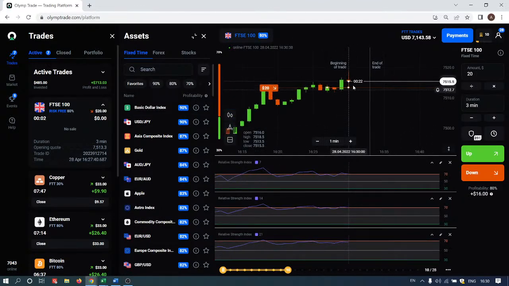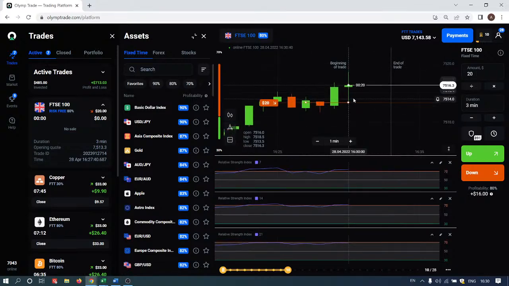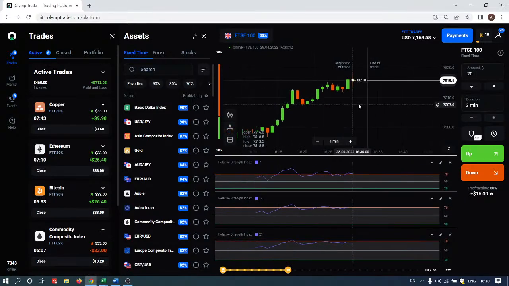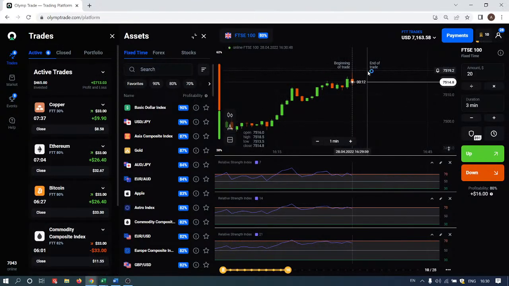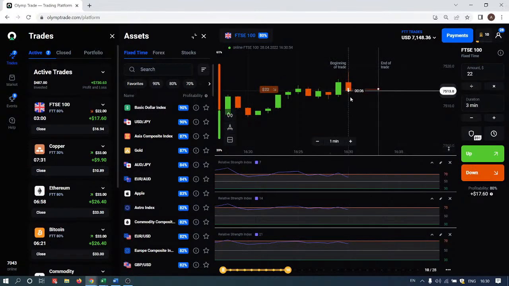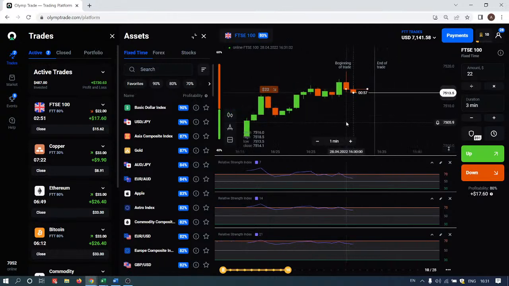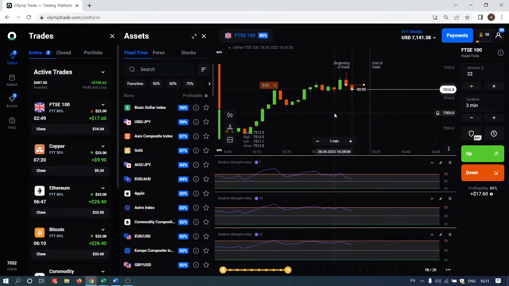So FTSE, this risk-free trade closes. Okay, so this risk-free trade has basically saved me up here, and I can go ahead and open up another trade here. So even though it's not a risk-free trade, we are overbought on all the three RSIs, or very close to this area.